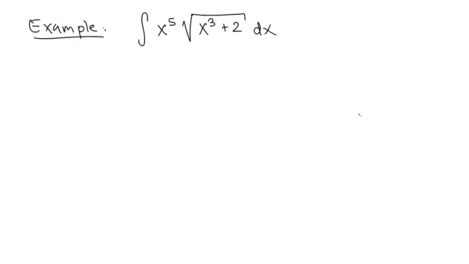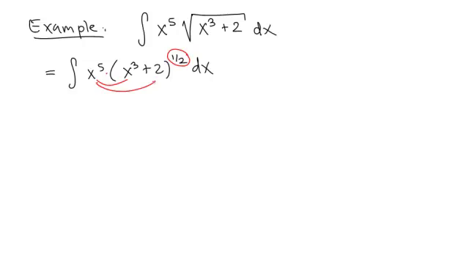Let's take a look at another example. x to the 5 times the square root of x cubed plus 2 dx. Now if we prep this, we're going to have the integral of x to the 5 times x cubed plus 2 to the 1/2 power dx. Looking at this integral, I notice that it's a product, which means I'm going to have to do a little bit of thinking on something like this. I can't expand this out because of that fractional power, which means I also can't distribute this in because I have to take care of the power.